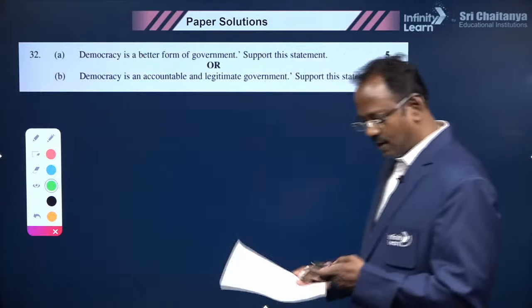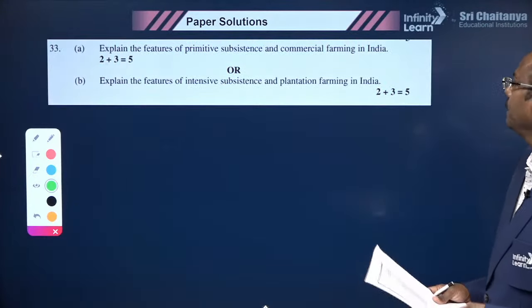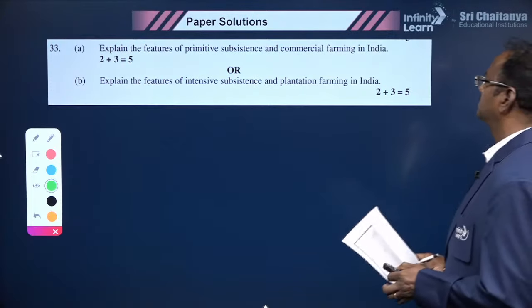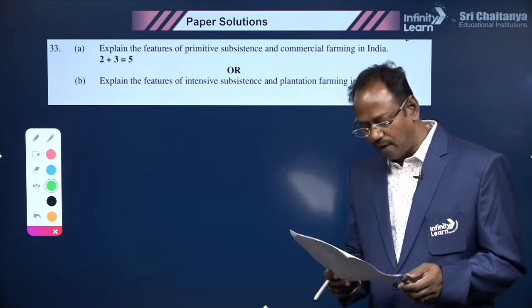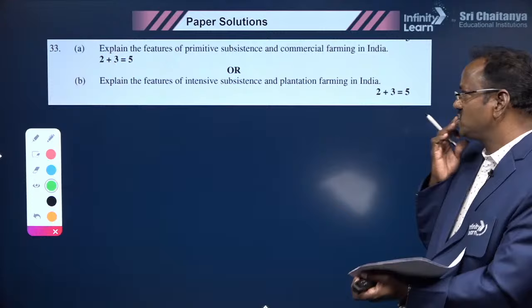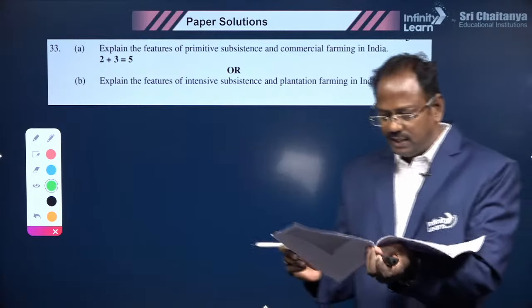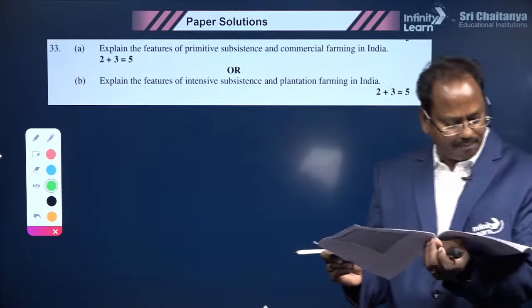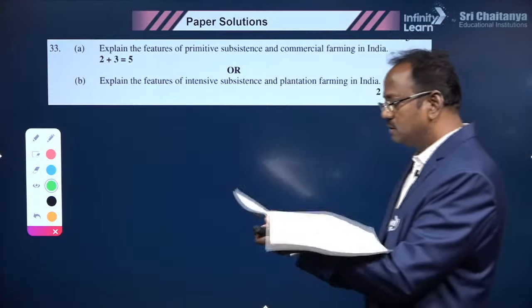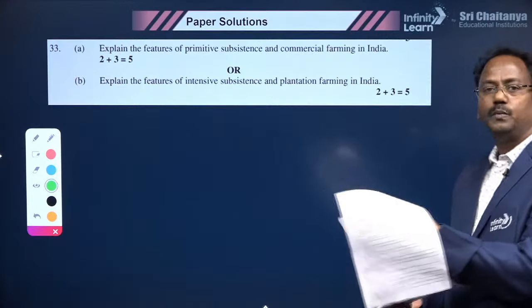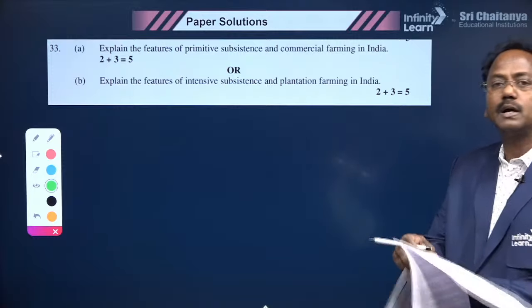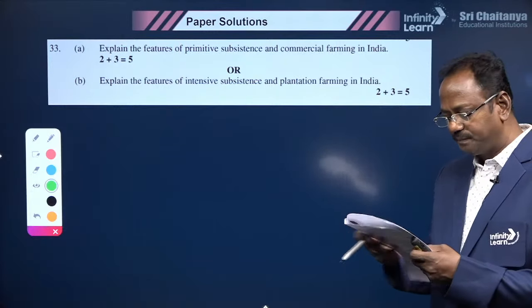And next comes question number 33. Explain the features of primitive subsistence and commercial farming. You know, primitive subsistence and commercial farming. So it is an age-old practice of primitive subsistence in India. So in question number 33, we could clearly explain what the conditions of primitive agriculture are.